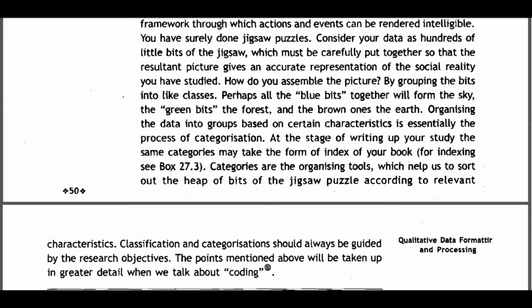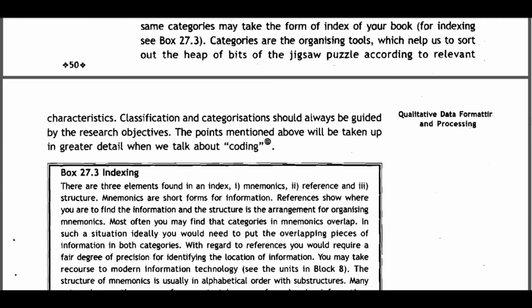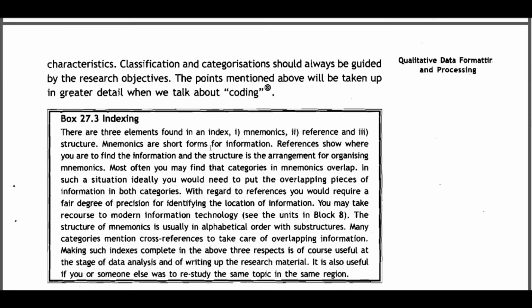For indexing, see box 27.3. Categories are the organizing tools which help us to sort out the heap of bits of the jigsaw puzzles according to a relevant characteristic. Classification and categorization should always be guided by the research objectives. The point mentioned above will be taken up in greater detail when we talk about coding.